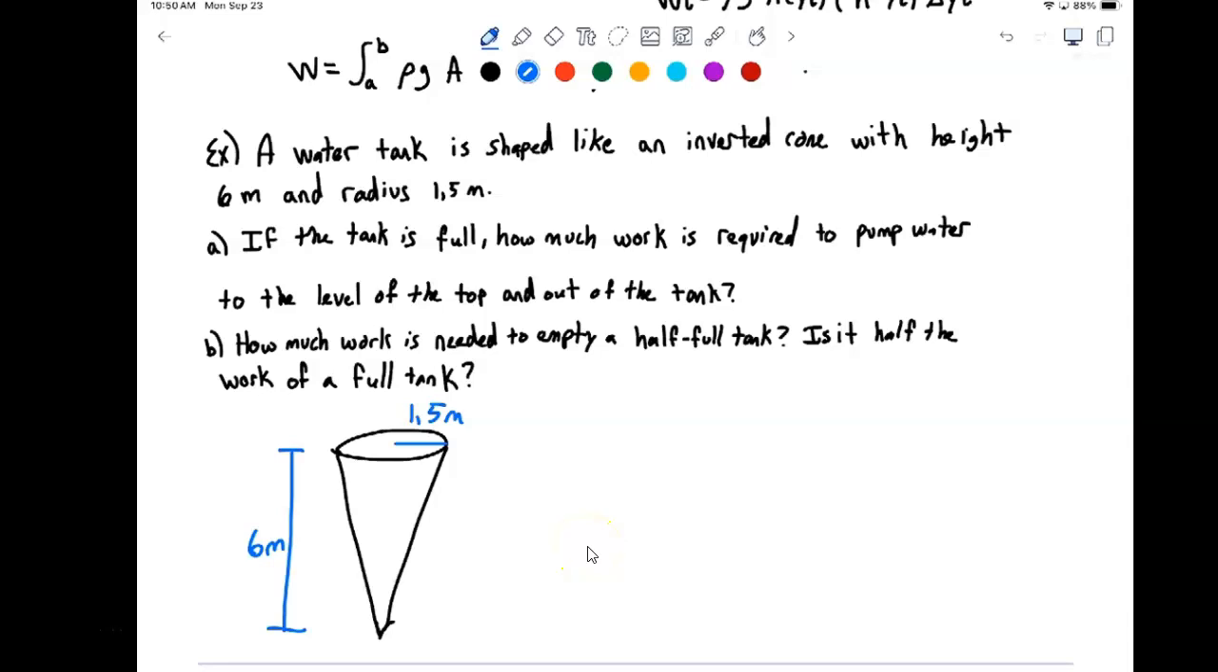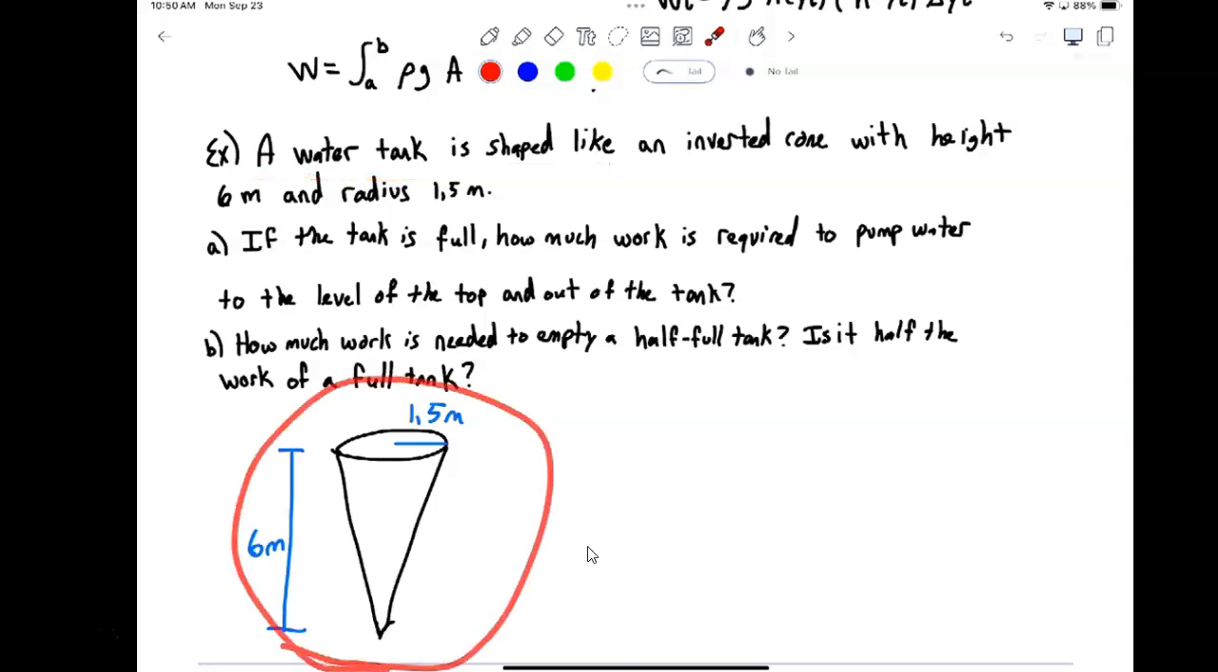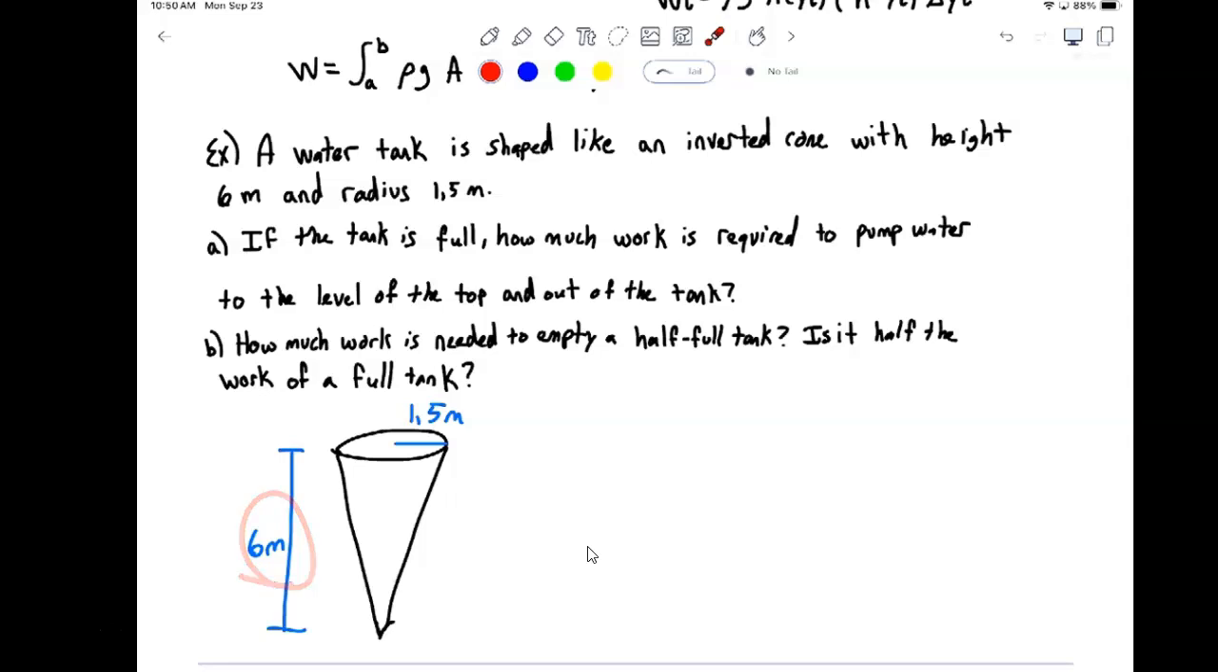Alright, welcome back. So in this problem, we have a water tank that happens to be shaped like an inverted cone. So that's this picture here. So water sitting in our conical tank here. Our cone has a height of 6 meters and a radius at the top there of 1.5 meters.